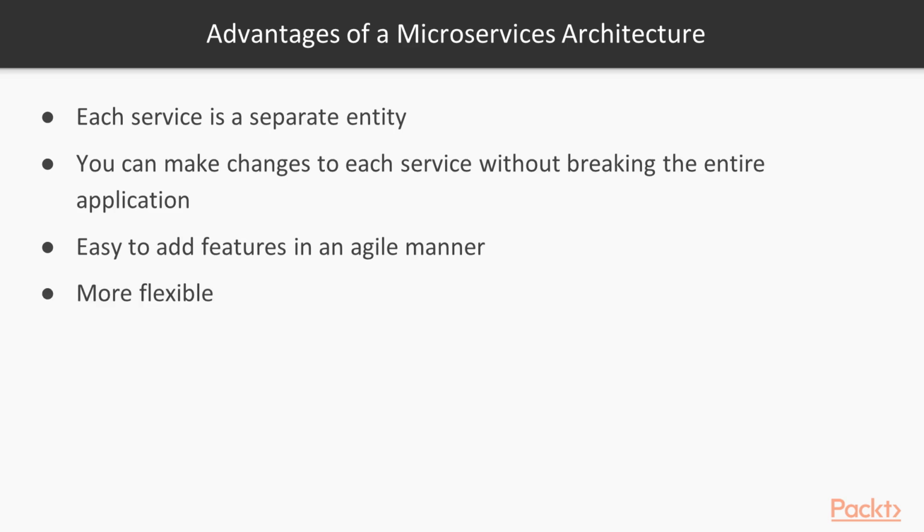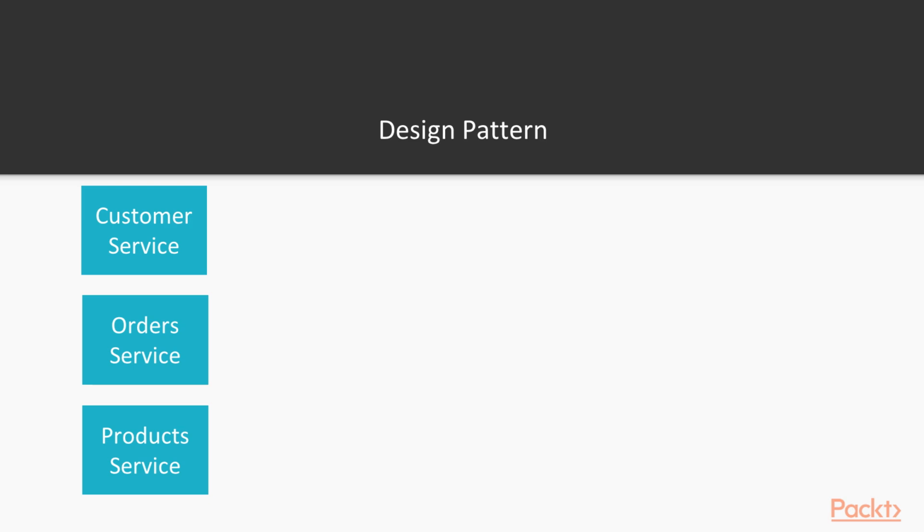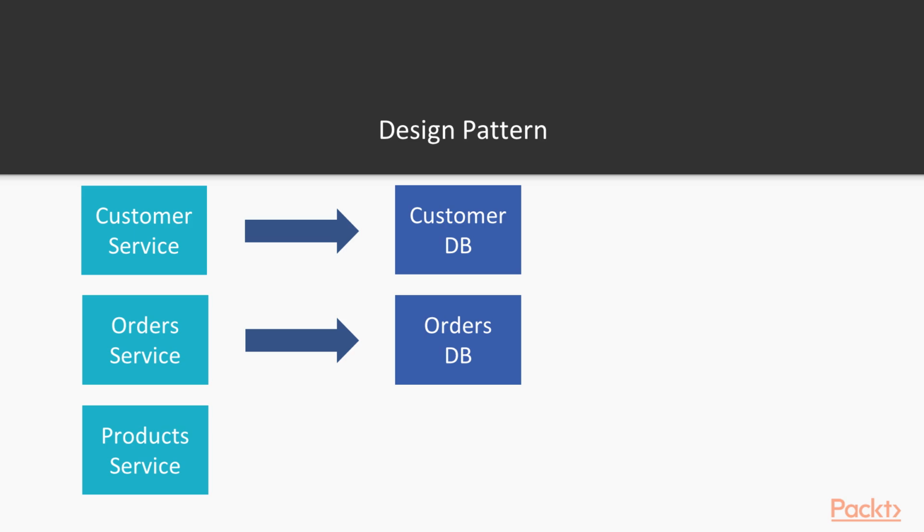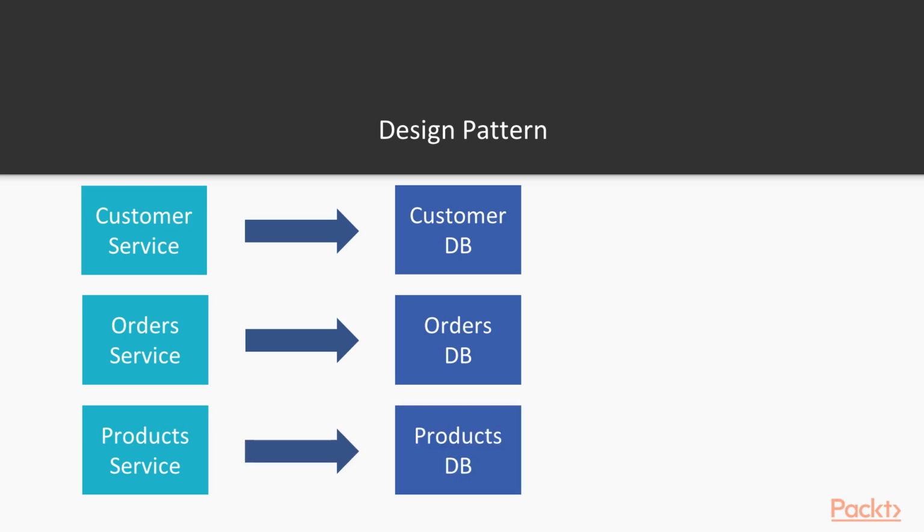It's more flexible. So let's look at one of the design patterns. Let's say in our example, we have our customer service, our order service, and our product service. Each of them could connect to its own database backend. So you could have a separate customer DB, an orders DB, and a products DB. This is different when you compare it to a monolith application where the database would be one, and you probably have multiple tables for each of these modules. So you would probably have a different table for customer, for orders, and for products.